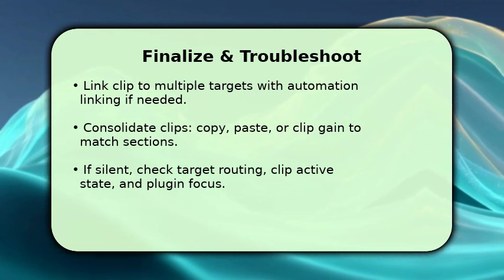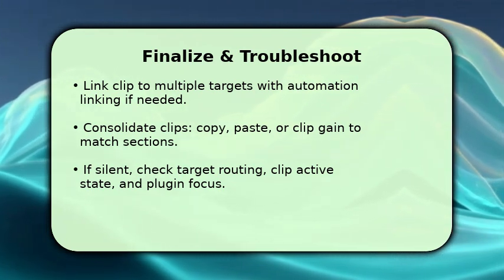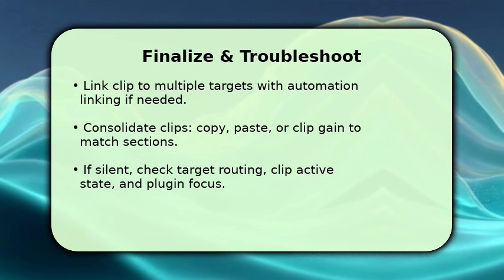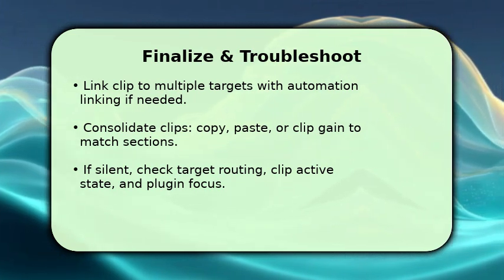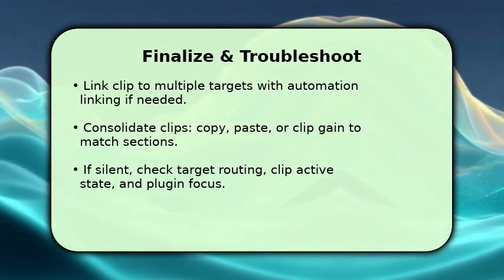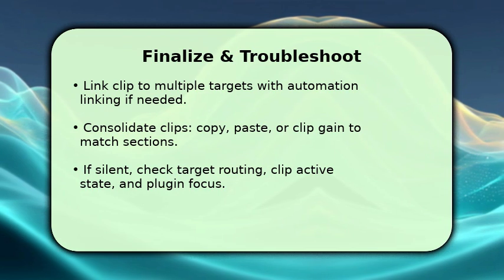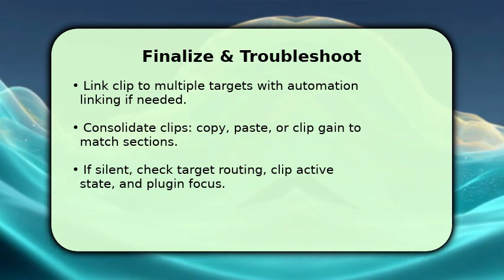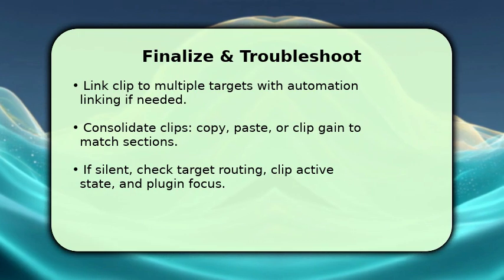If you don't hear changes, check routing. Ensure the plugin or mixer track is focused and the automation clip is active, not muted. Also confirm you're automating the correct parameter instance. If values jump, adjust point tension or remove conflicting envelopes and retest immediately.